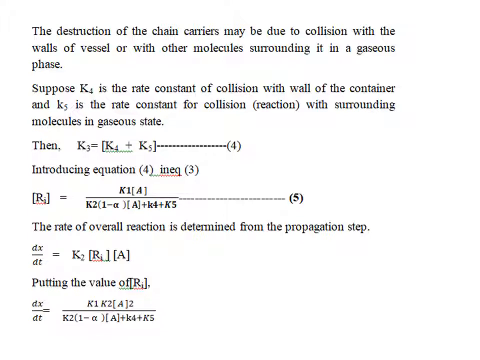Now, dear students, the rate of overall reaction is determined from the propagation step, that is dx over dt equal to K2 into Ri concentration into concentration of A. Putting the value of Ri from equation 5 in this equation, we will get dx over dt equal to K1 K2 into concentration of A square over K2 into 1 minus alpha into concentration of A plus K4 plus K5.